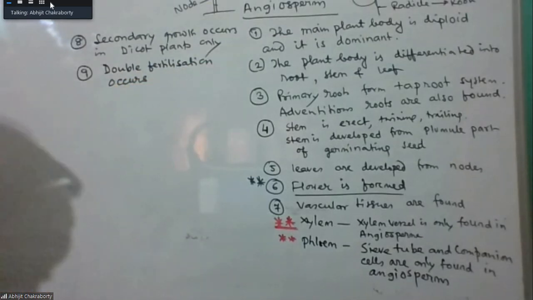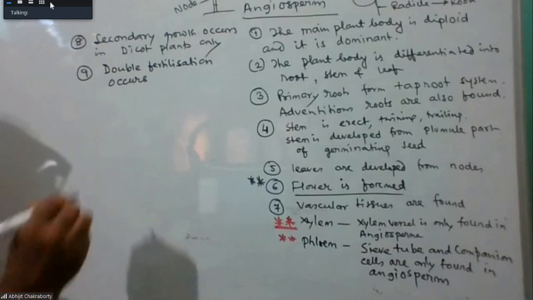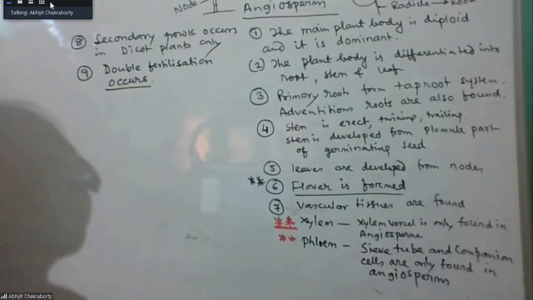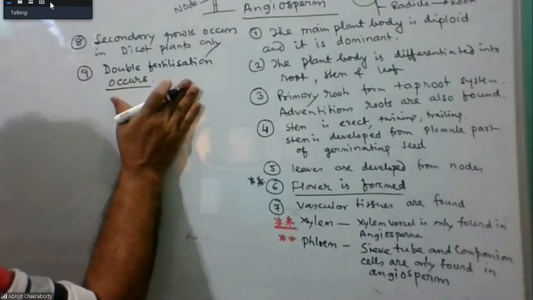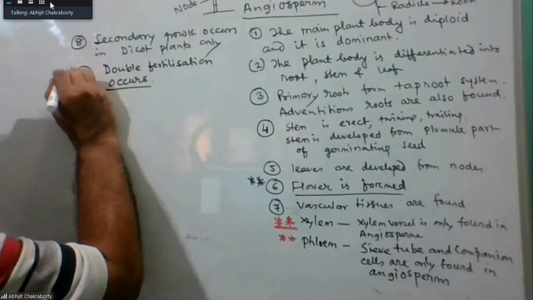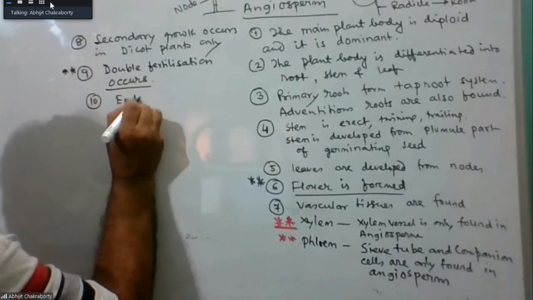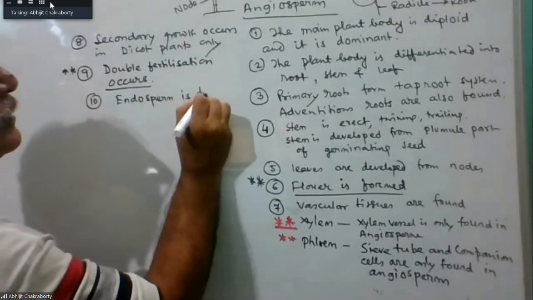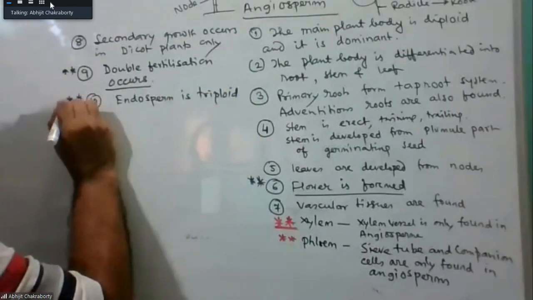Double fertilization occurs. This is the most important feature. Endosperm is triploid. This is another most important feature.